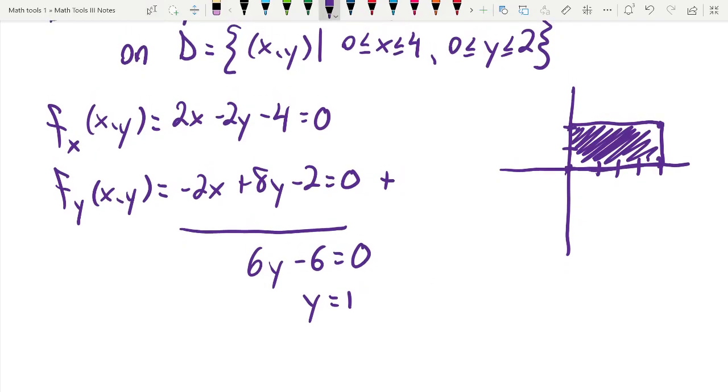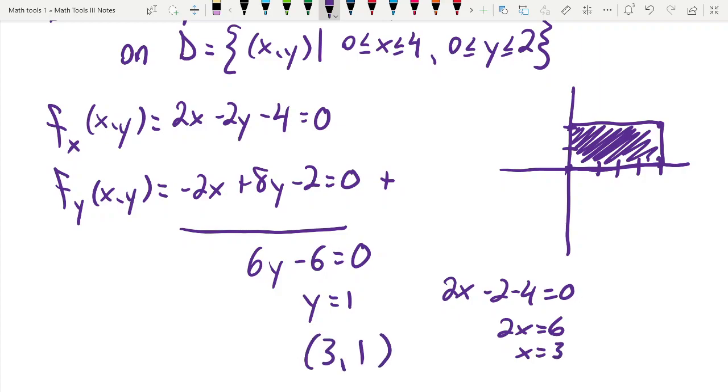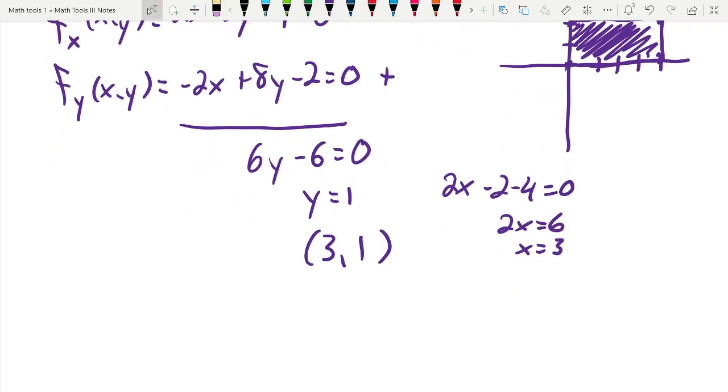And then we'll sub that into the first equation. Or I'm sorry, I plugged that into the wrong variable. We're going to plug it in for y, not for x. So 2x minus 2 minus 4 equals 0, so 2x equals 6, so x equals 3. So (3, 1) is going to be our critical point. Now we want to evaluate the function at this point, so f of (3, 1).